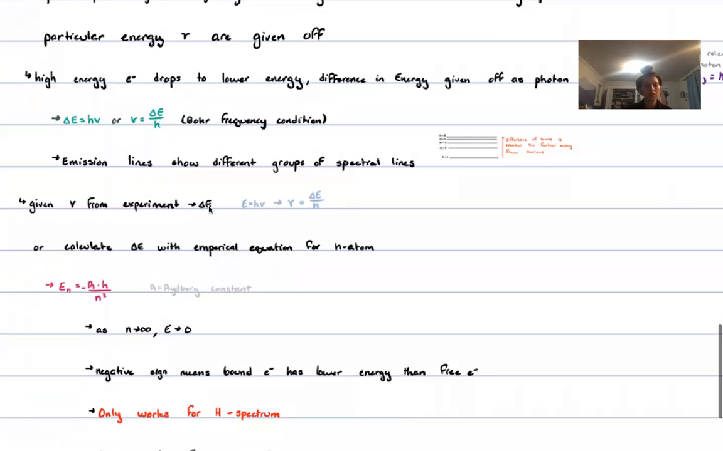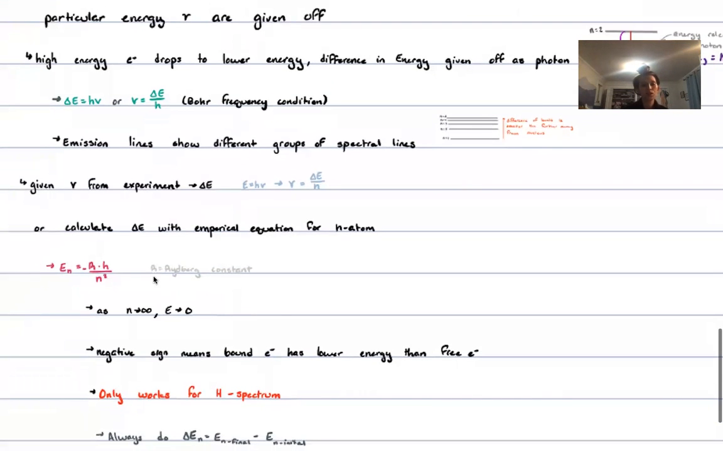Okay, so Rydberg's constant: if you want to find the change in energy as this electron jumps from its N1 to N2 or whatever it is, then this is how you would calculate it, except you would have an equation that looks more like Rydberg's times Planck, so R times H over N squared when N is your final value, minus R times H over N squared when N is your initial value.